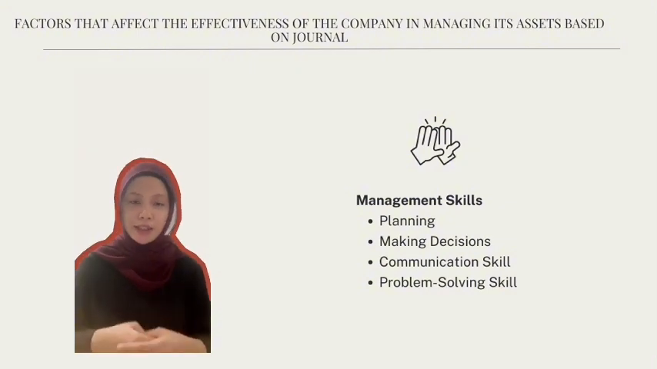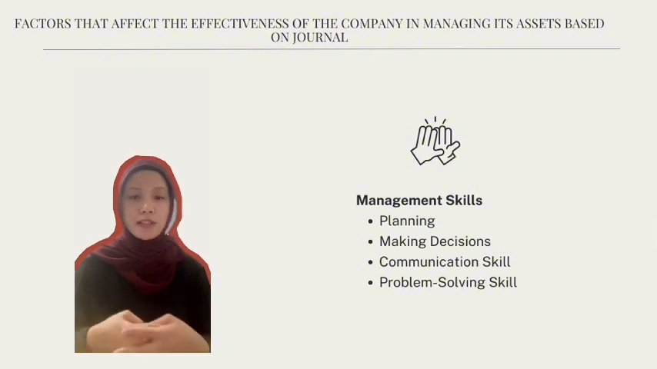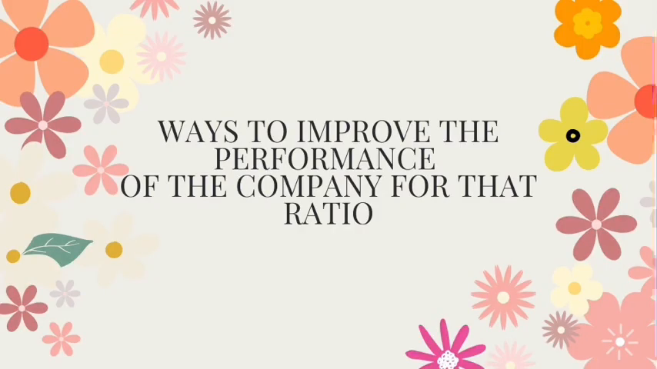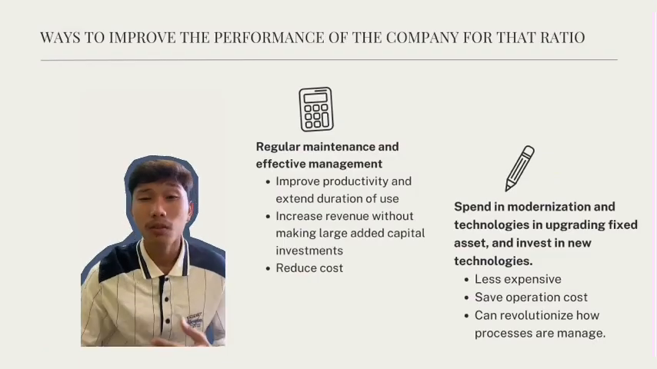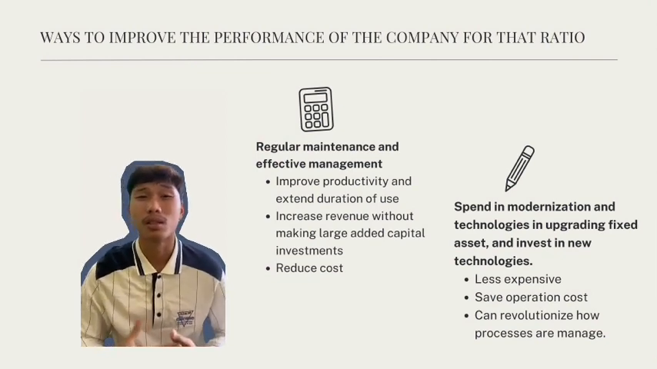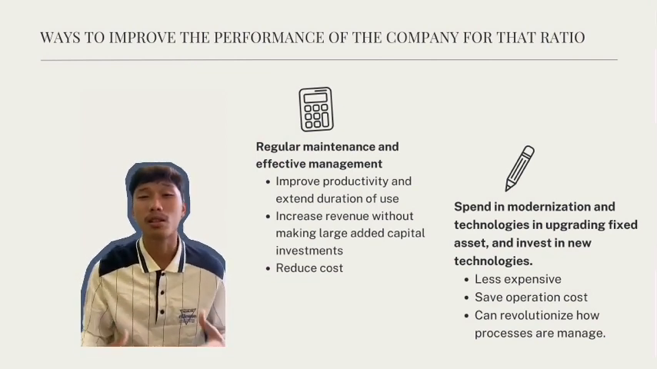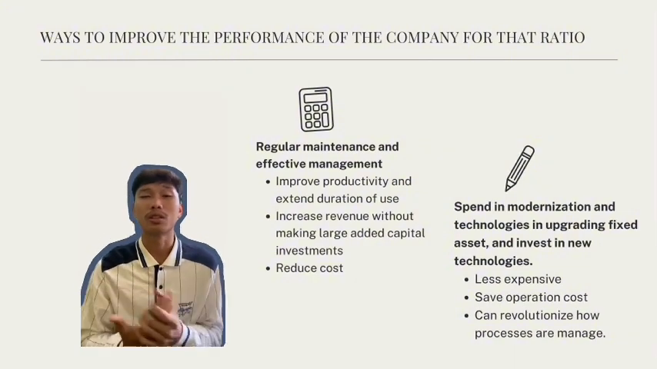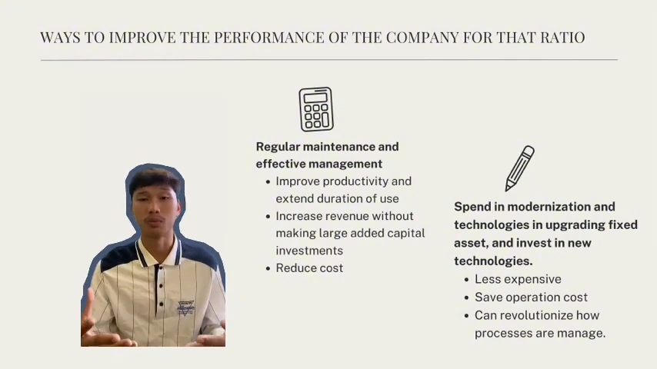And finally, the journal demonstrated that small and medium enterprise, which is SME, companies have succeeded in managing their assets effectively. The fixed asset turnover ratio measures a corporation's efficiency in using its fixed assets to generate sales. There are two strategies for improving this ratio.